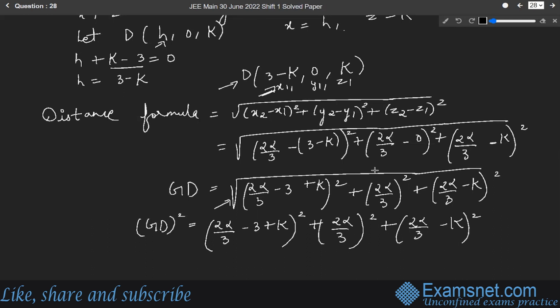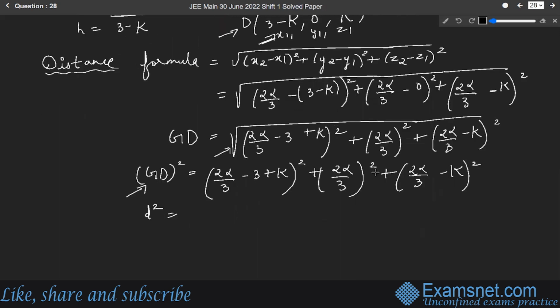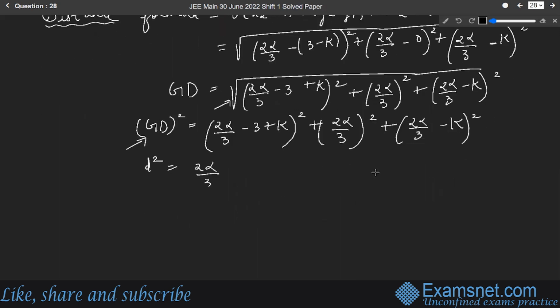Now let us do one thing. Let this GD be equal to D. Since it is distance, we can denote it as D. So D square will be equal to (2 alpha by 3 minus 3 plus k) whole square plus (2 alpha by 3) whole square plus (2 alpha by 3 minus k) whole square. Now let us differentiate both the sides with respect to k.